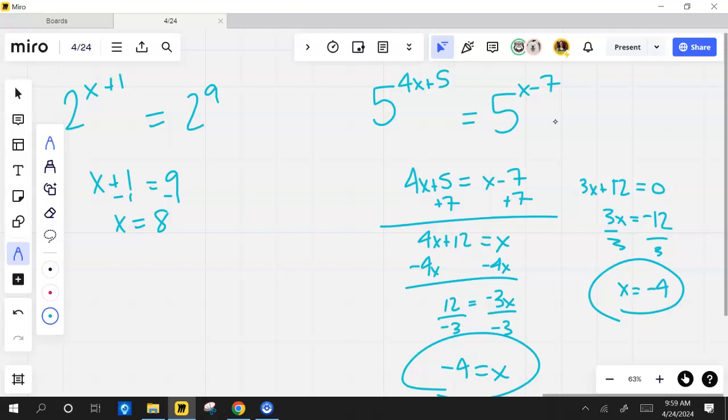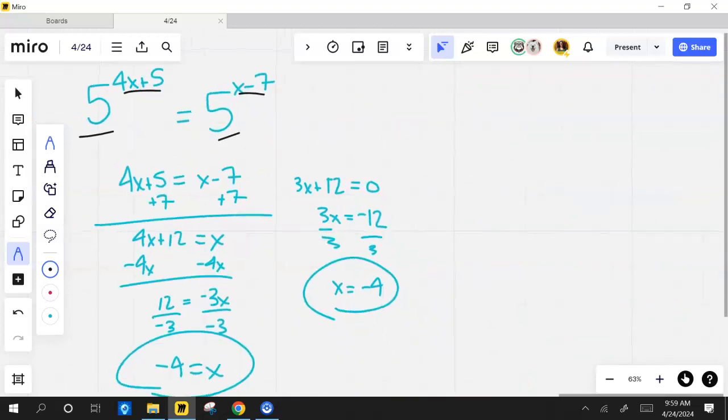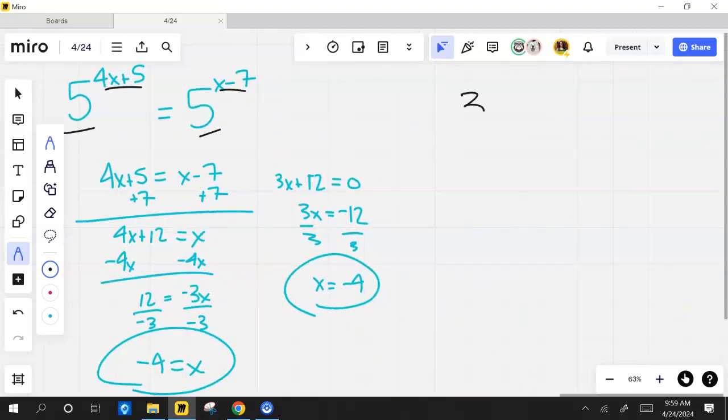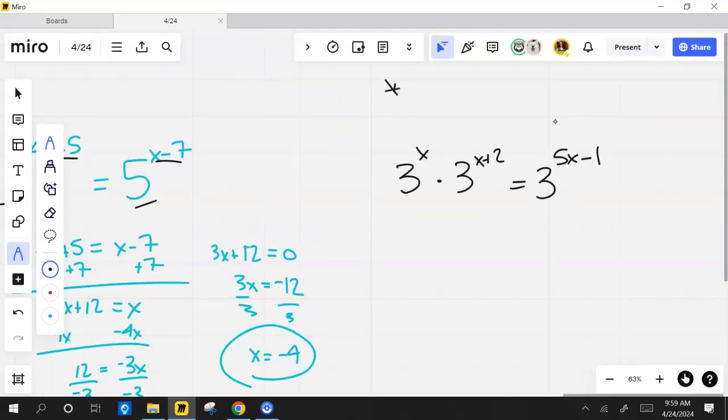Now, remember I told you this only works when it's base exponent, and these two bases are the same. What happens if it looks something like this? What do you do? Rewind back to properties of exponents. You add them, right? If I'm multiplying with the same base, I add the exponents. So I'm going to put a note on here that you might need to combine common bases first.